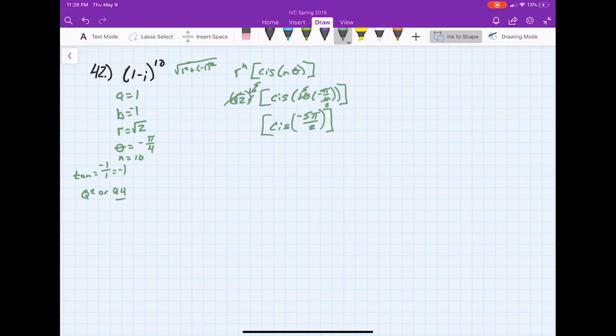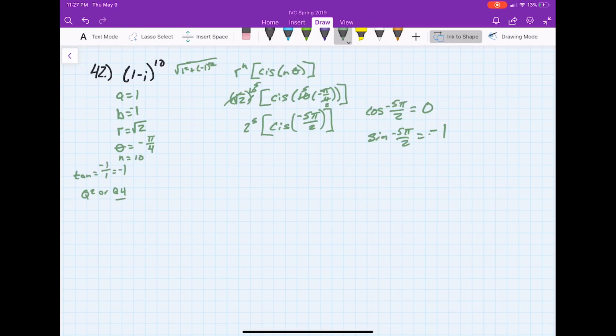So we have 2 to the 5th, and at negative 5 pi over 2, which is really the same as negative pi over 2. It's just gone around a couple more times, rotating around. So cosine of negative 5 pi over 2 is equal to 0, because it's gone around. And sine of negative 5 pi over 2 is going to be negative 1.